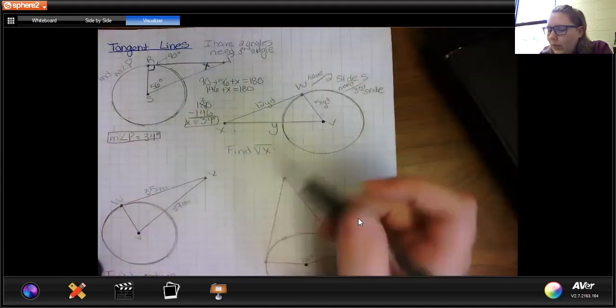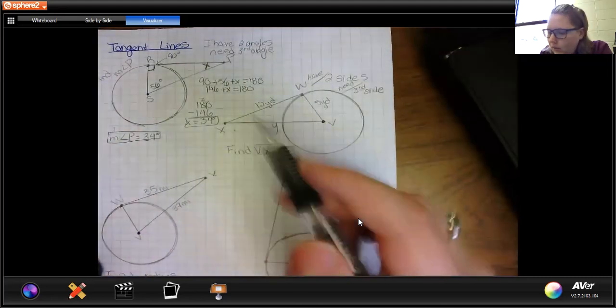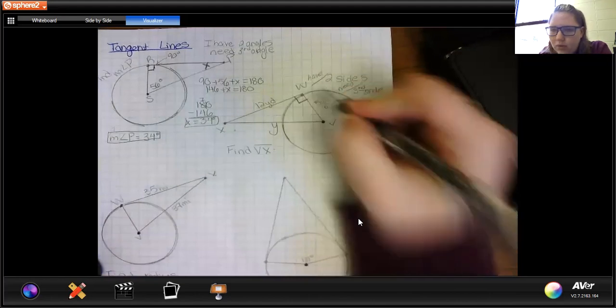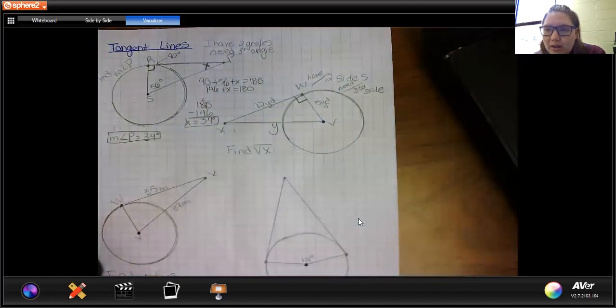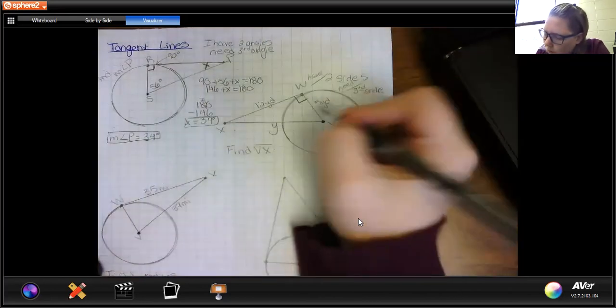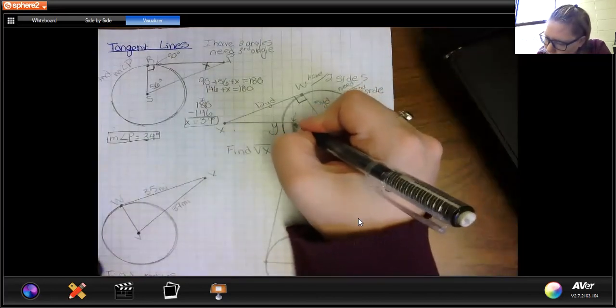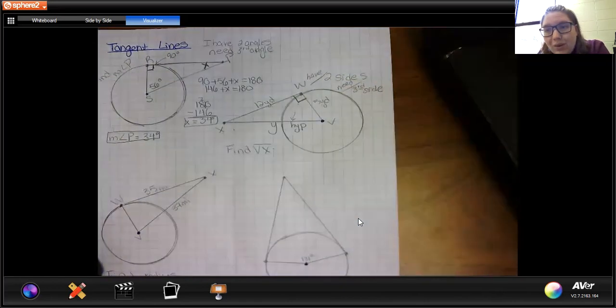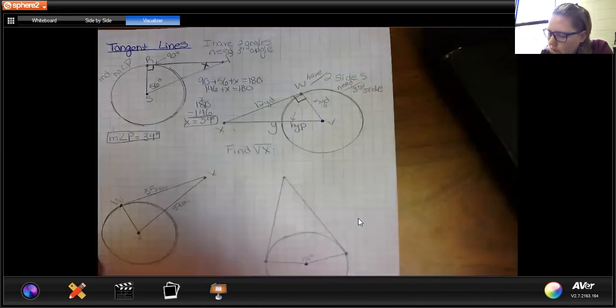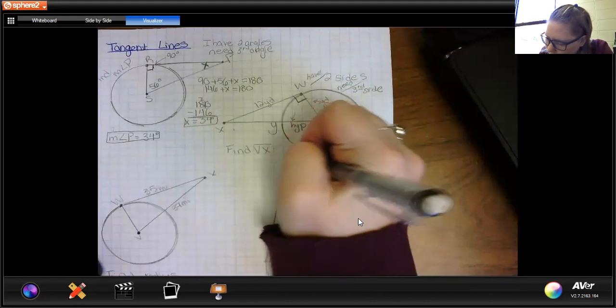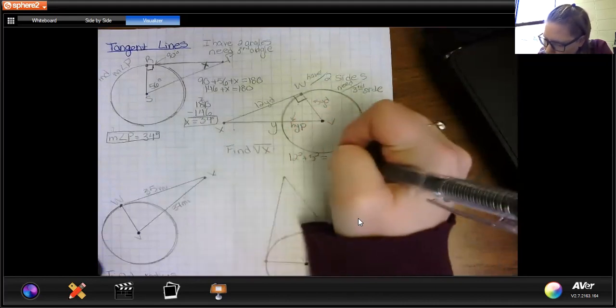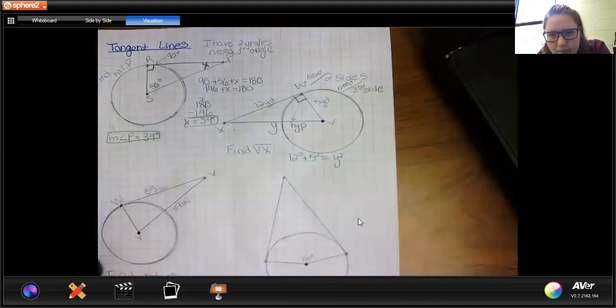Well, again, where a tangent line meets a radius is a 90-degree angle. So I have a right triangle and I have two sides of that right triangle, so I'm going to use the Pythagorean theorem. Then I have to identify what I am solving for. Am I solving for a leg or for the hypotenuse? Directly across from the right angle is the hypotenuse, so that's what I'm solving for. So I'll do leg squared plus leg squared equals hypotenuse squared, which is y squared.